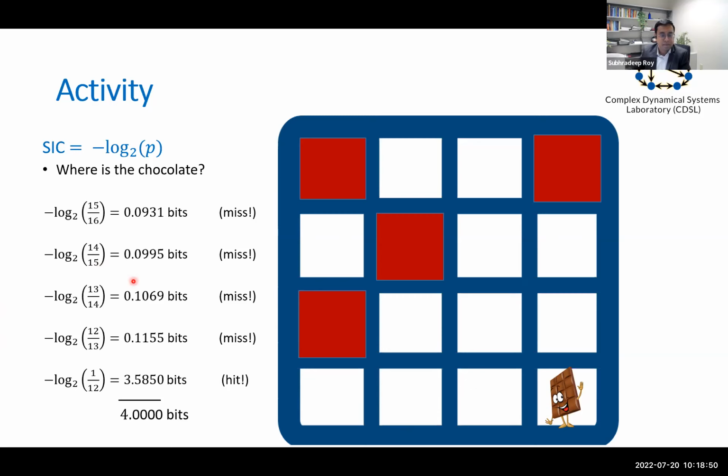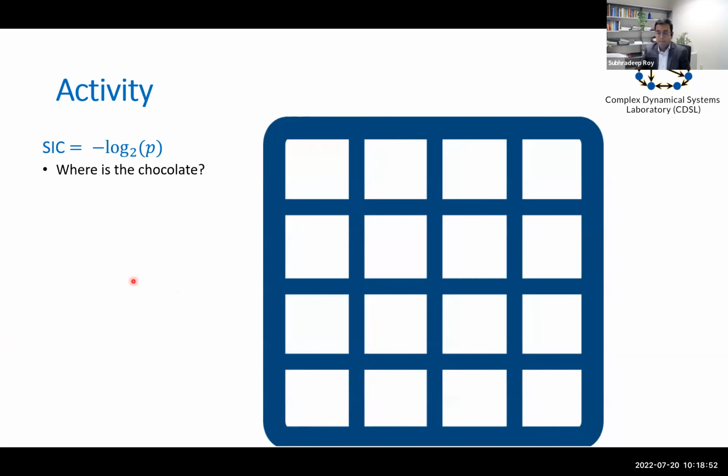So let's see. Okay, this time I'm lucky. I found the chocolate in the first attempt. So what's the information we just gained? There is a 1 over 16 probability of being lucky in my first attempt. Again, plugging it in over here, we just gained 4 bits of information. So this particular game requires 4 bits of information to identify the box with the chocolate.